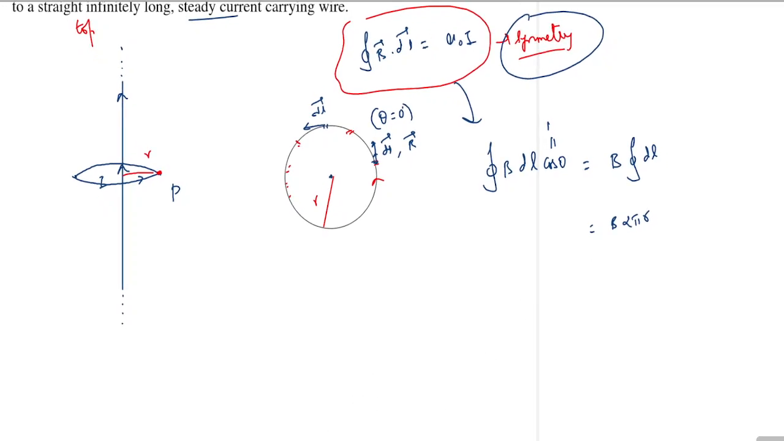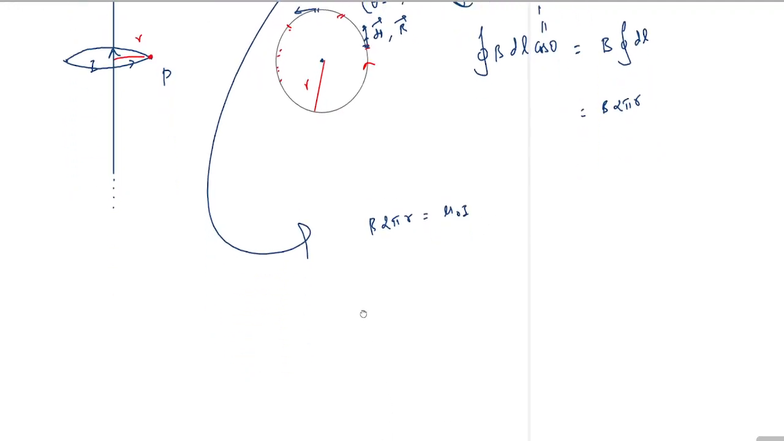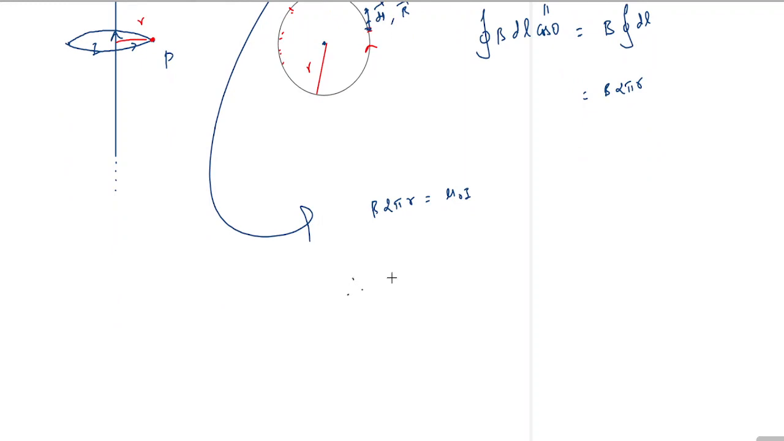Therefore, what we got is, if you look at the Ampere law here, then B into 2 pi r is mu naught into I enclosed. What we want is the magnetic field. Therefore, the magnetic field is equal to mu naught I by 2 pi r. So this is the required expression for the magnetic field.